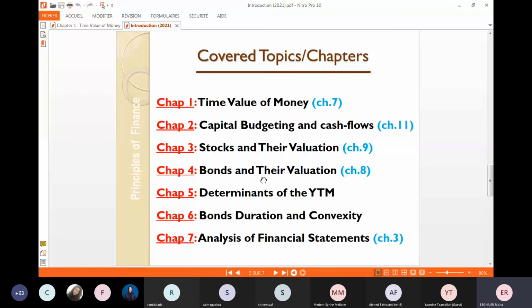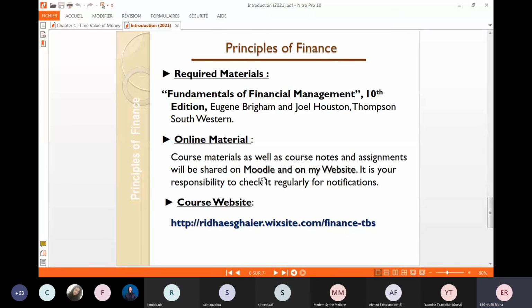Now, the required materials here, you have different textbooks if you want, but we will have at the beginning of each chapter the slides that we will use.